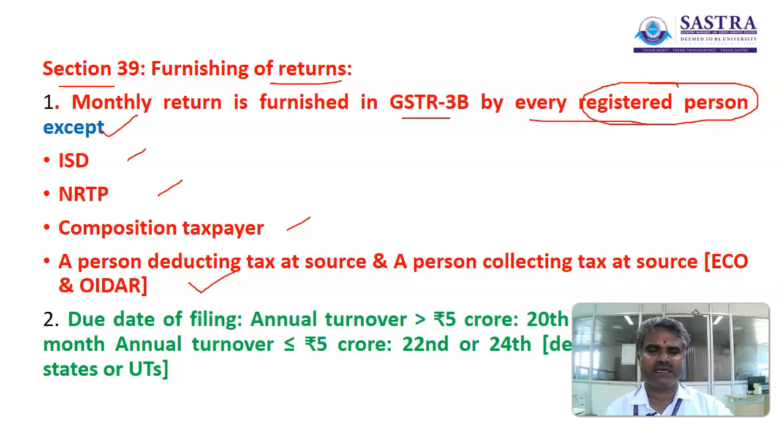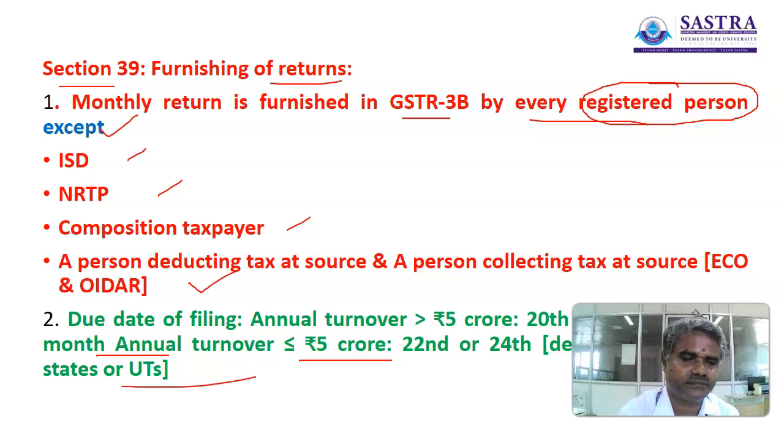Due date of filing the return: when your turnover is more than 5 crore, the 20th of the succeeding month. Less than 5 crore, the 22nd or 24th, depending upon the state or UT. So the due date is purely based on the aggregate turnover. Okay.